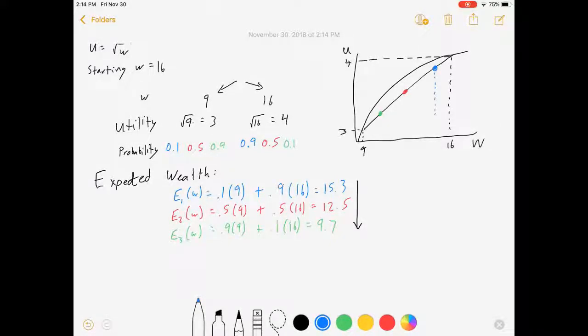If we're 90% likely to land for W, our expected wealth would be 15.3. And then 12.5 at the 50-50, and 9.7 at the 90-10. Now, one thing you'll notice artistically, this graph is awful. It's very not to scale, but I don't care. I wanted to be able to compare these things.